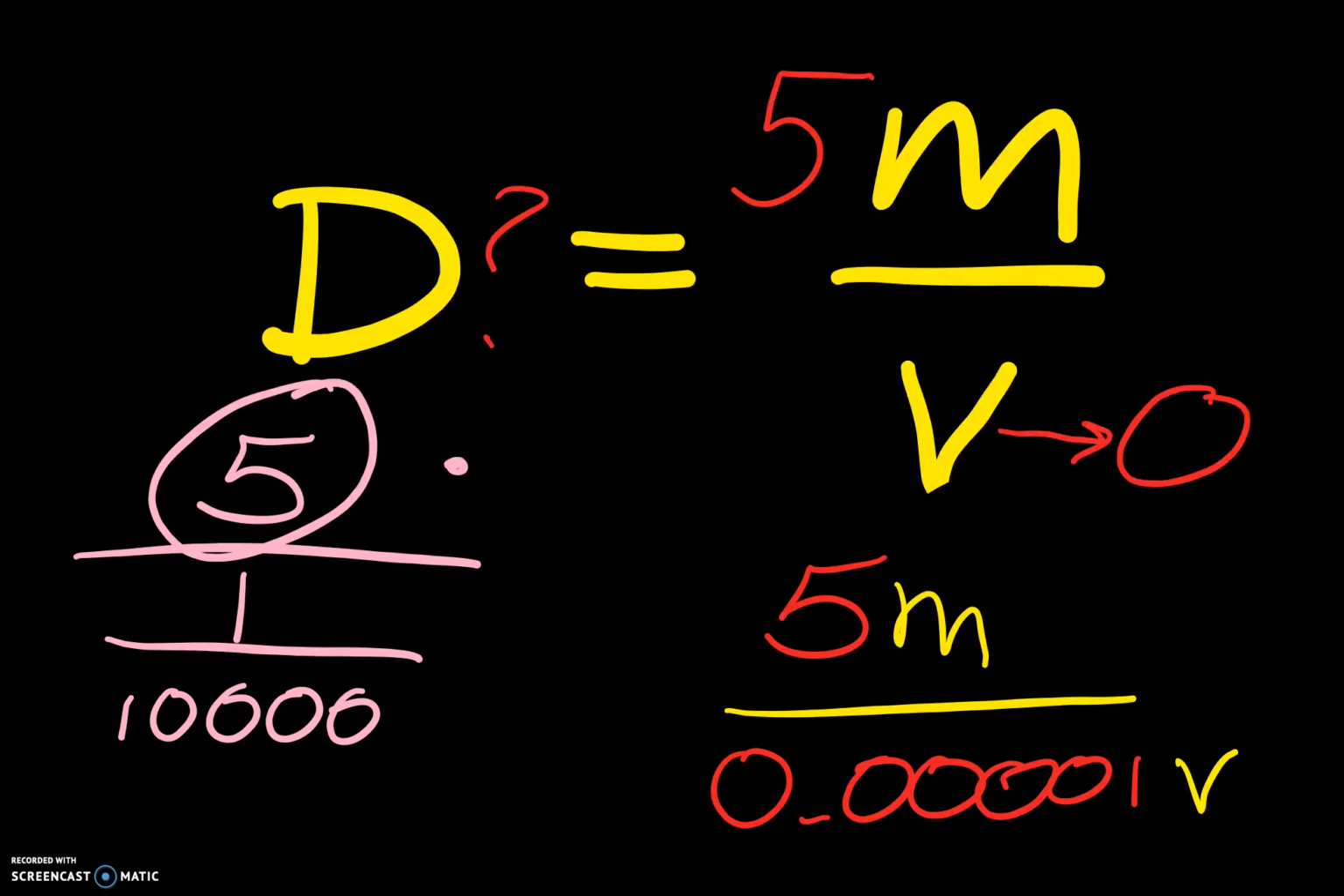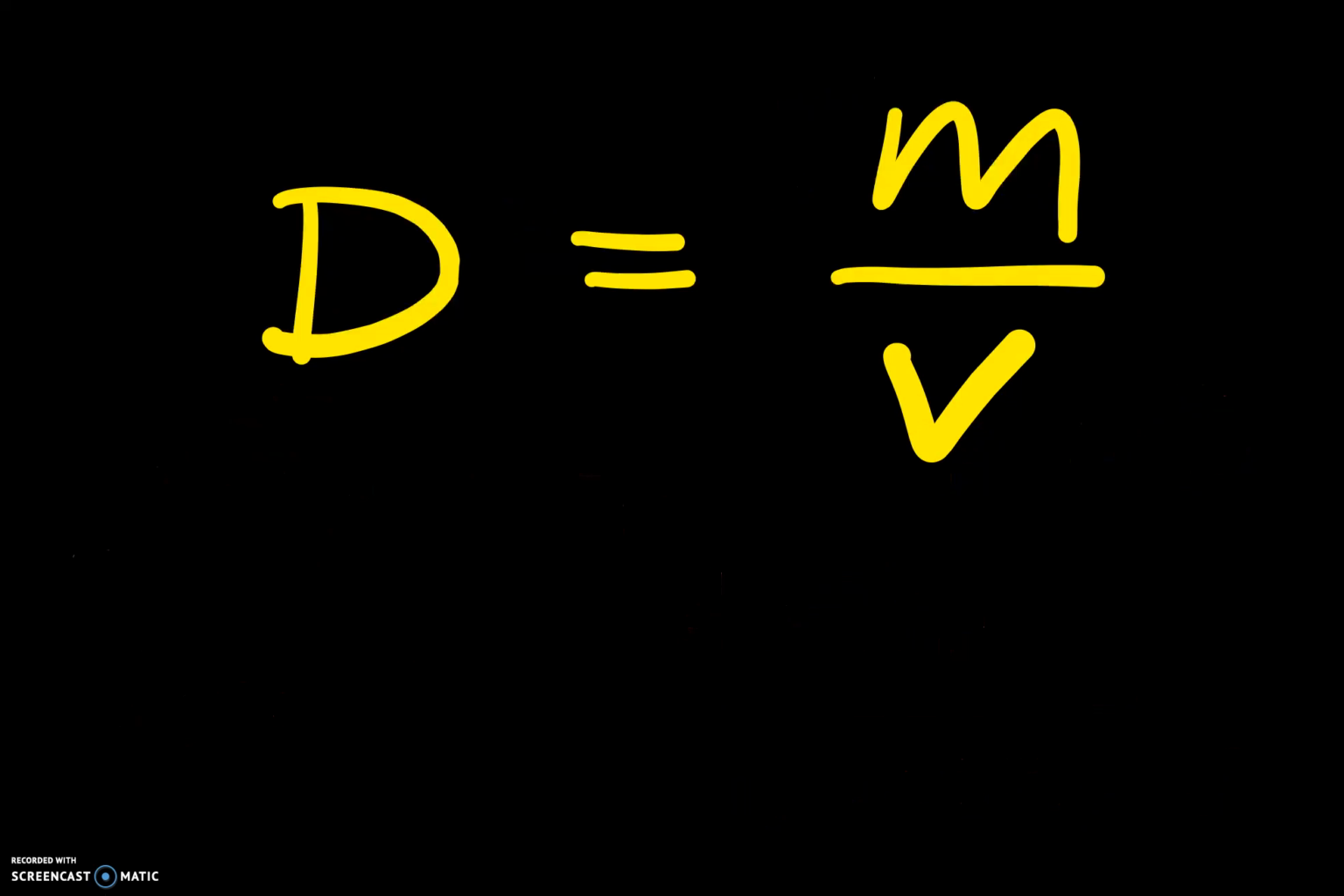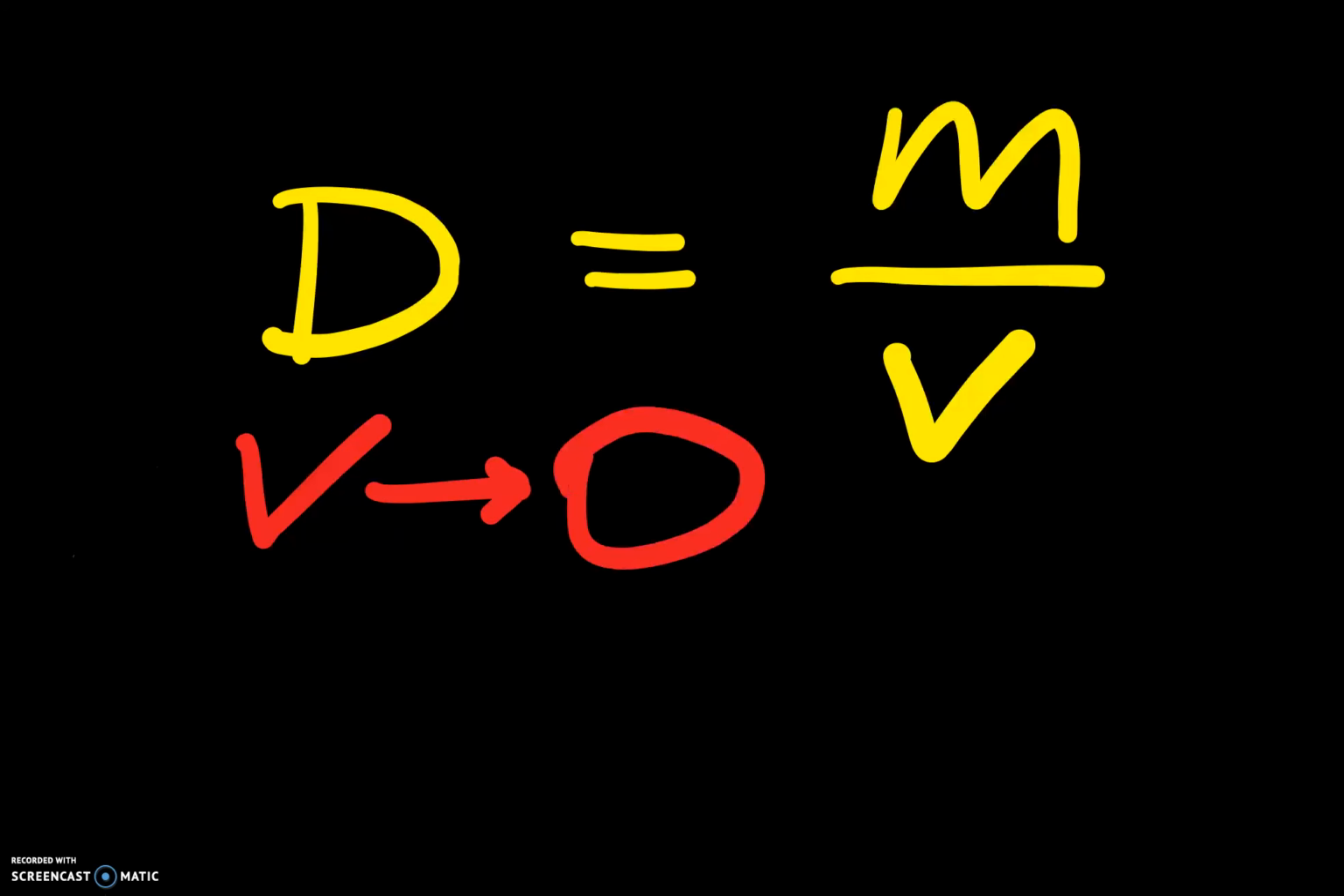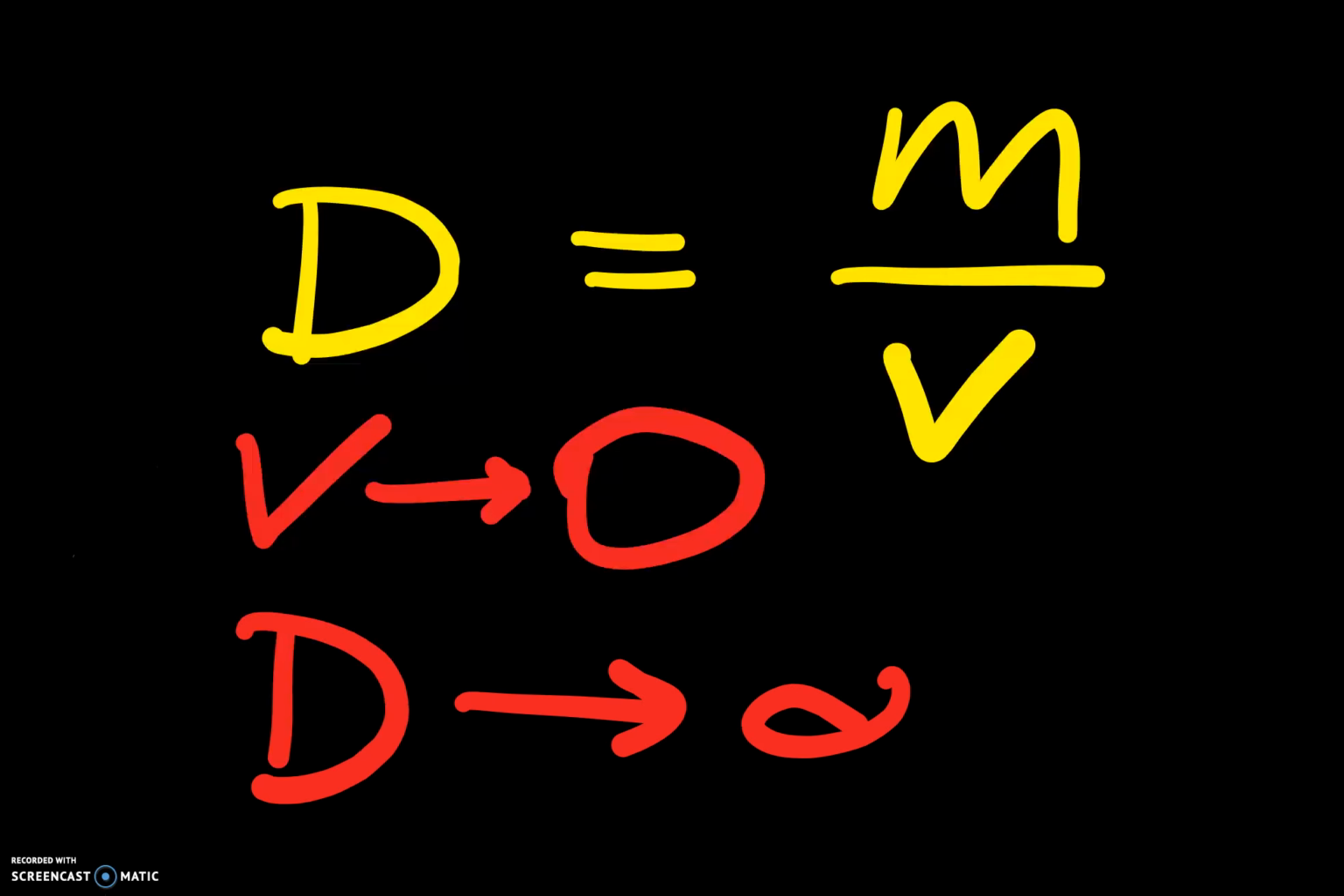I should probably write this. This equals density. So your density is getting increasingly larger as this fraction gets increasingly smaller. And so we can say that the limit as volume is approaching 0, our density is approaching infinity. It's just going to keep getting larger and larger and larger to infinity.